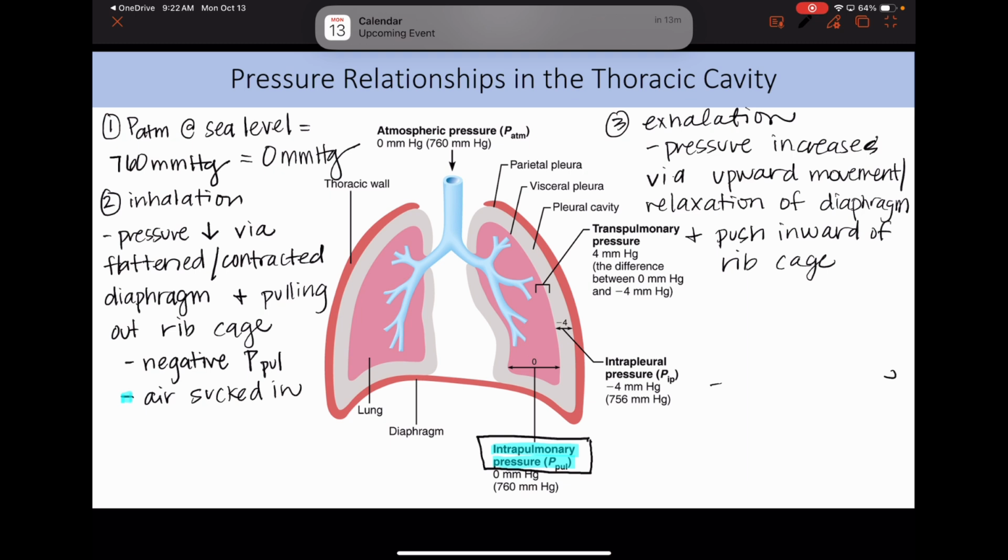And this is going to increase pressure, which causes a positive intrapulmonary pressure, or P-pul. So the pressure inside your lungs is now greater than the atmospheric pressure, which allows us to push air out of our lungs. So we have to make the space smaller, which increases the pressure, and now the pressure inside your chest is greater than the pressure on the outside, so then air is able to move out.